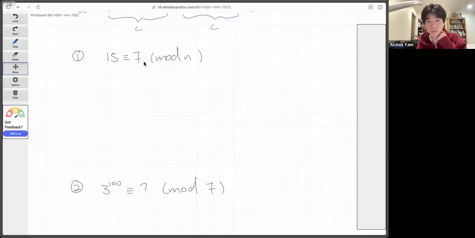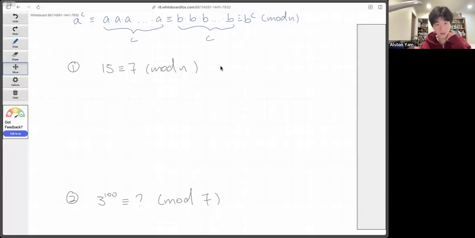Well, let's use some of the properties we've discussed just then. Specifically, I will use subtraction. I can subtract 7 from both sides, and you'll see why in a second. So 15 minus 7 will be congruent to 0 mod n. I've essentially moved the 7 to the other side, however you want to think about it. And we know that 15 minus 7 is just 8, so 8 is congruent to 0 mod n.